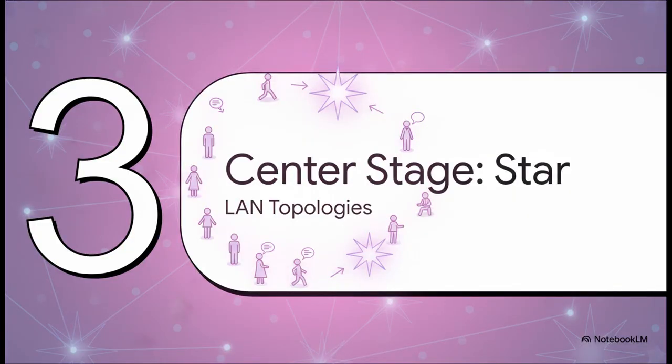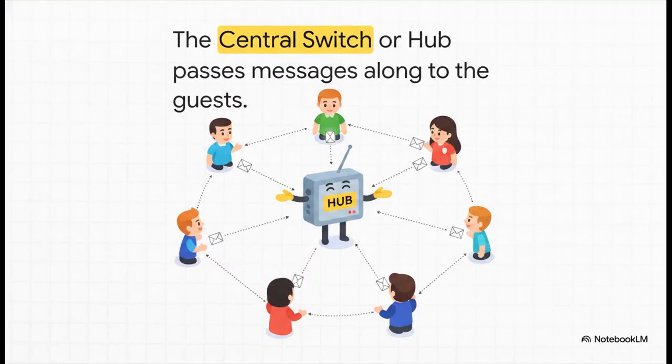Let's move on to Section 3 to fix that fragility, the center stage, or the star topology. To solve the vulnerability of the circle, we introduce one of the most common setups out there. Think of this as having all your nodes sitting around one incredibly attentive central host, like a network switch or a hub. The guests don't actually talk directly to each other anymore. Instead, they whisper their message to the host, who listens, figures out exactly who the packet is for, and then relays it directly to that intended person.